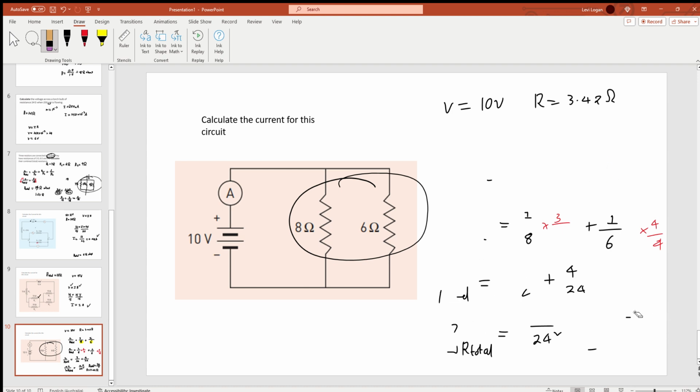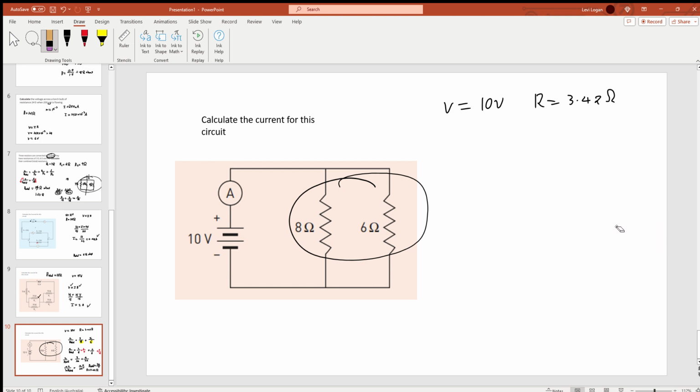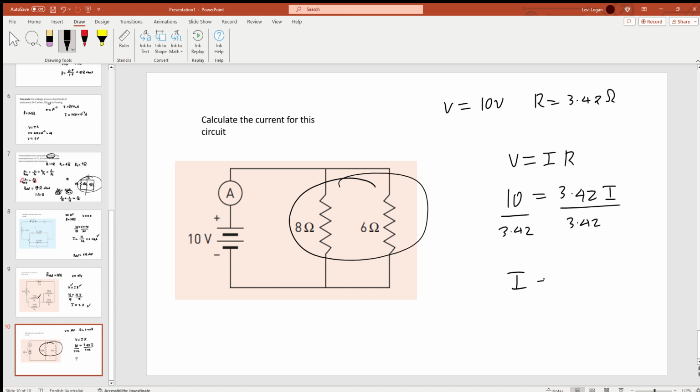Okay, so let's rub this out. V equals IR. So we're going to have 10 equals 3.42 times I. Divide by 3.42. So I is going to be 10 over 3.42. Plug that into your calculator. So go 10 divided by 3.42, and it should give you 2.92 amps. And that's it.